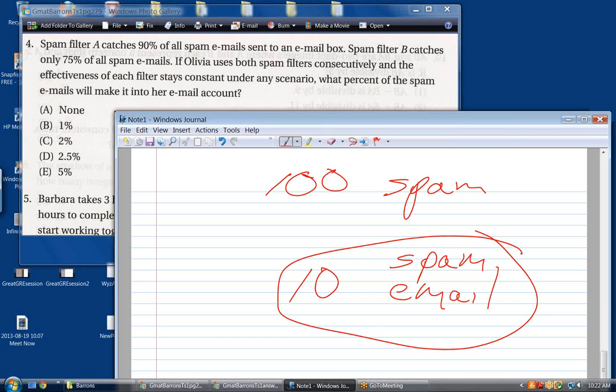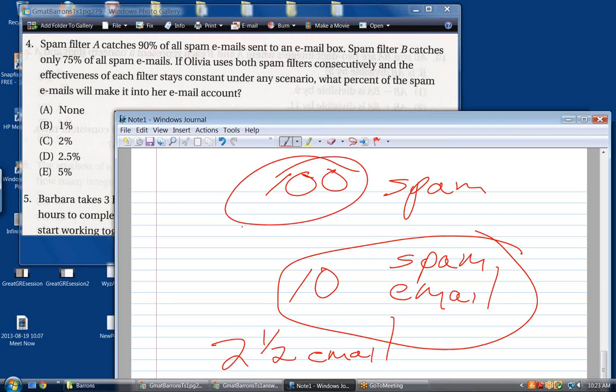You have to take 75% of 10. 7.5, yeah. 75% of 10 is 7.5. So how many emails get through? 2.5. Out of the original 100, so what percent got through? That's 2.5 divided by 100 times 100, which is 2.5%. Yep. Right.